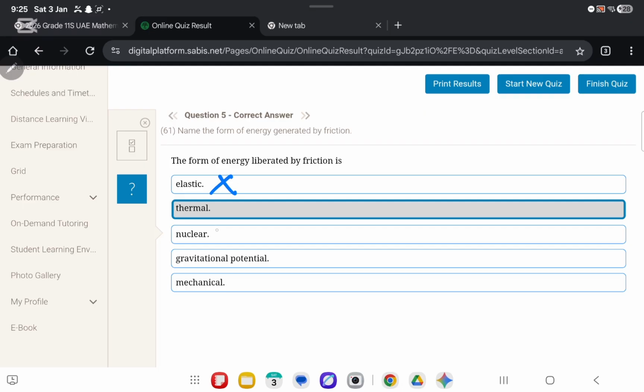So this is the form. Obviously, elastic doesn't make sense. Nuclear, like, am I detonating a nuclear bomb when I press the brakes? Doesn't make sense. Gravitational potential is kind of the opposite, actually. And mechanical, some people would think that, but it's actually a trick question because this has nothing to do with friction, the form of energy liberated by it, at least. All right, so question 6.